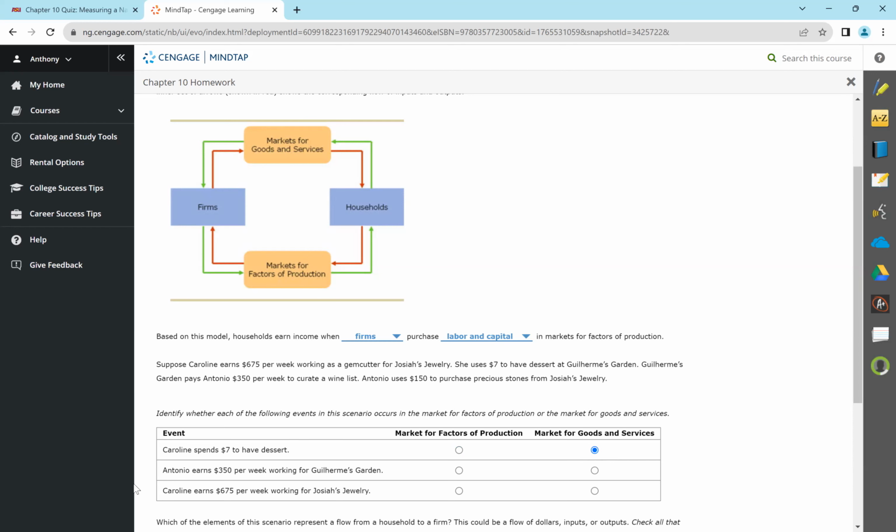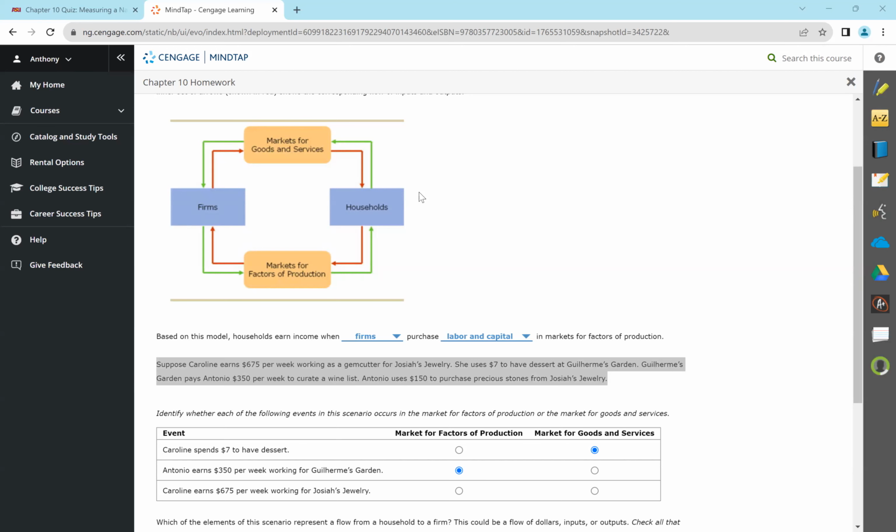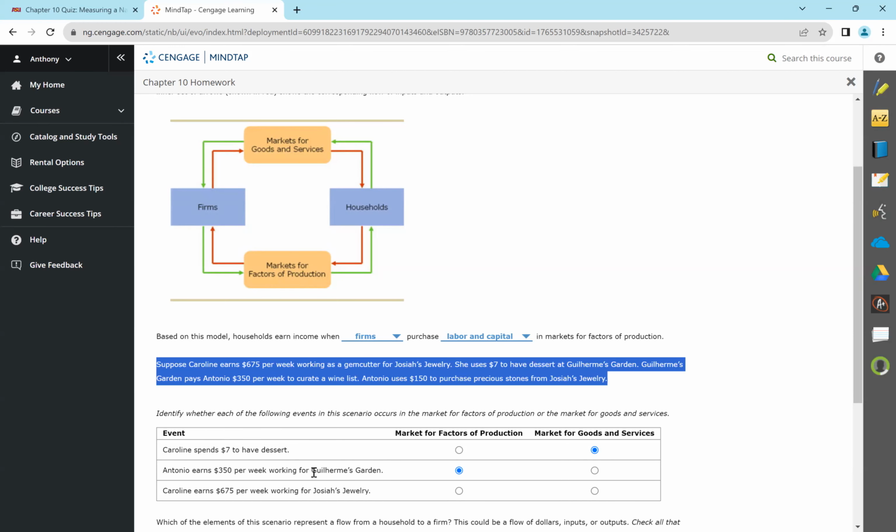Okay. The next one here is Antonio earns 300 dollars per week working for the. So if you're working for someone, that's a market for factors of production. Same thing. What's the difference? That's not right. This isn't right. Let me go check this one more time, because those two should be the same. Earns per week working for, those need to be the same.